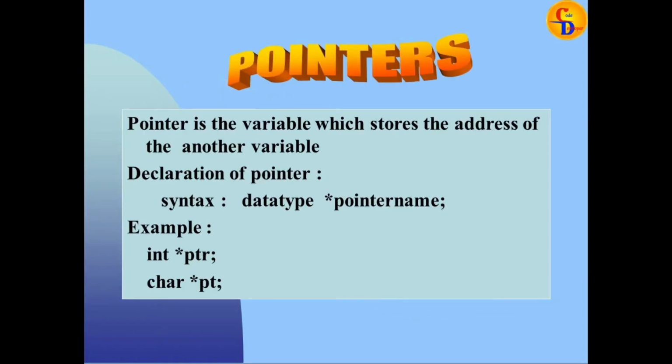So what is a pointer? It's a definition. A pointer is a variable which stores the address of another variable. Declaration of a pointer, syntax: first a data type, then the pointer variable. The asterisk refers to a pointer variable. For example, int is the data type and the asterisk refers to a pointer; ptr is a variable of pointer type. Then char *pt.